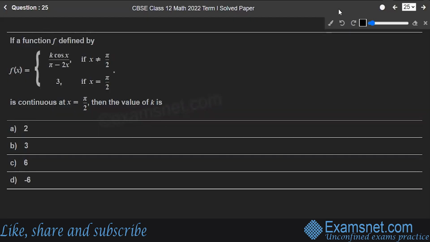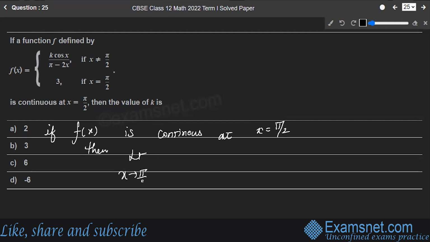Question number 25. If a function f is defined by fx is equal to k cos x divided by pi minus 2x, if x is not equal to pi by 2, and it is given by 3 if x is equal to pi by 2, this is continuous at x is equal to pi by 2, then what is the value of k? Okay, you are given the function is continuous at x is equal to pi by 2, it's given, right? If it is continuous, then limit x approaching pi by 2, fx will be equal to f of pi by 2, correct?